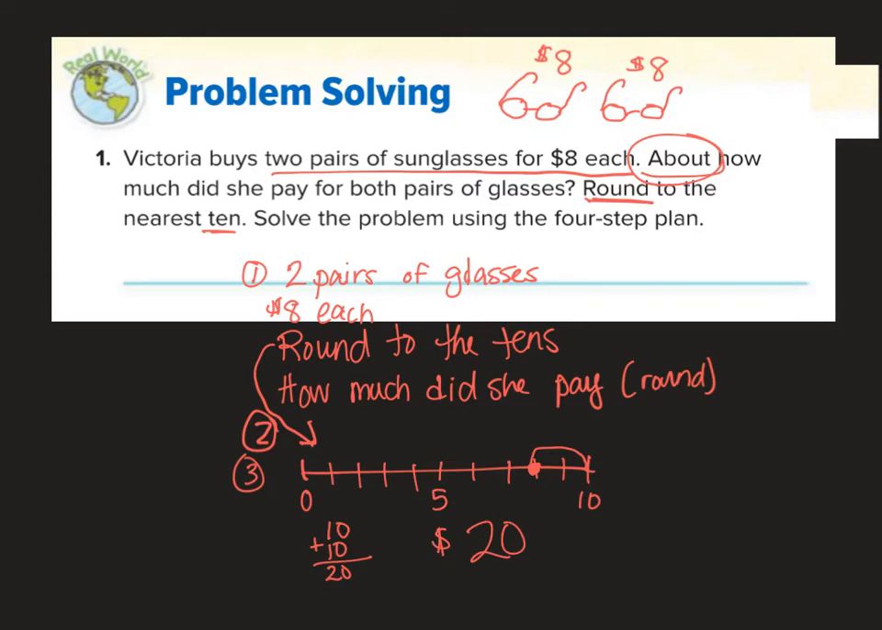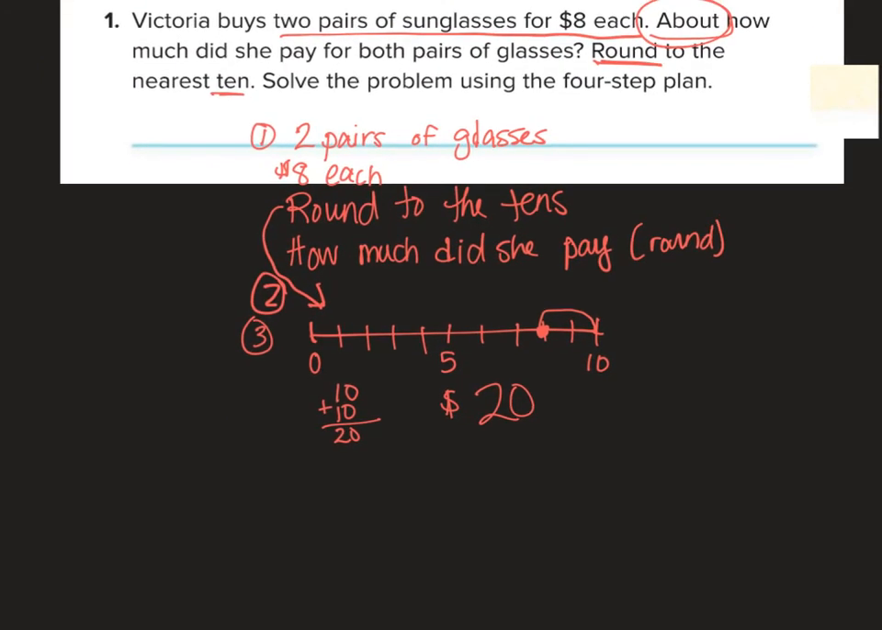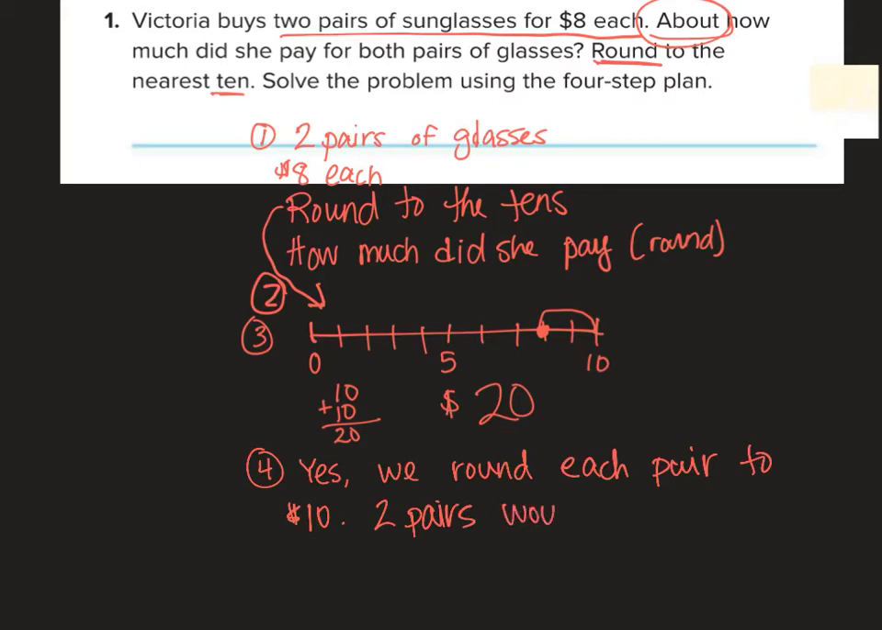So now my 4th step, which I ran out of room, so I'm going to scooch this all up, is does it make sense? I'm going to say yes. We rounded each pair to $10. If we bought 2 pairs, then they would cost $20. Check. We're good to go. Let's do another one.